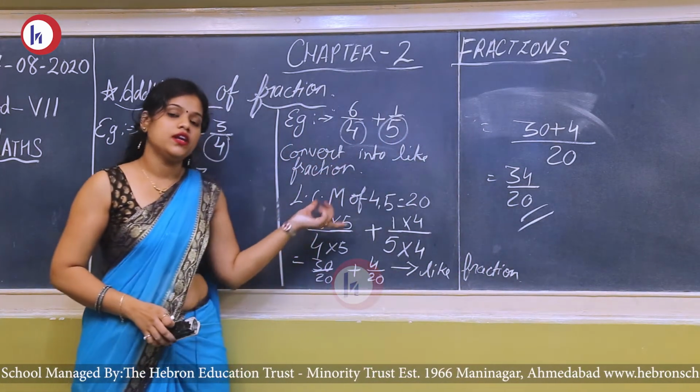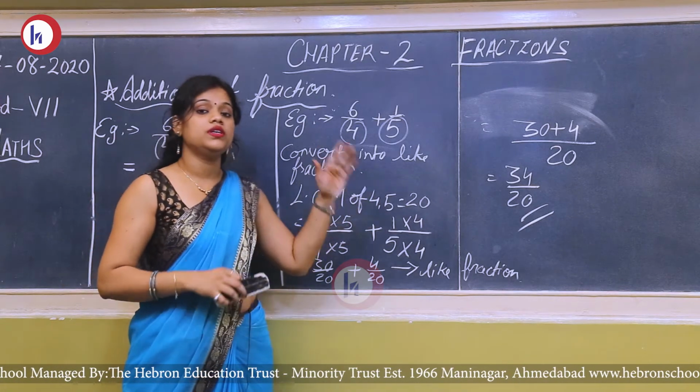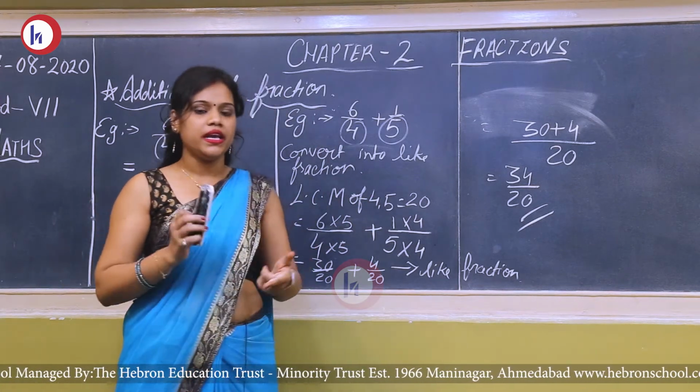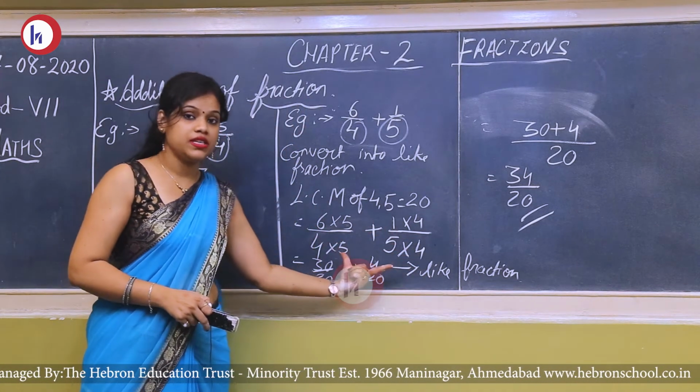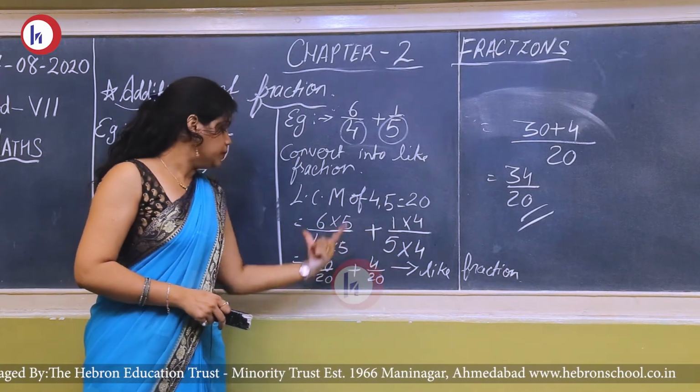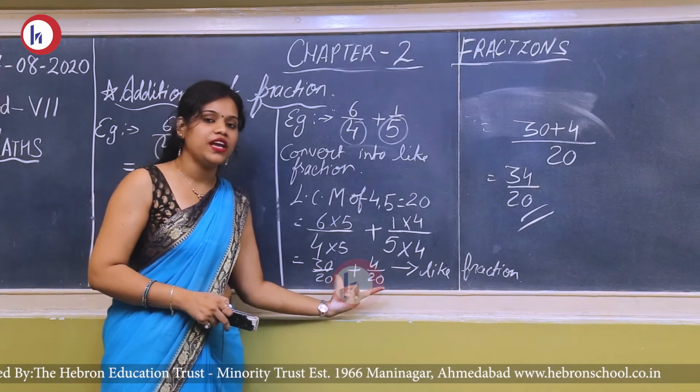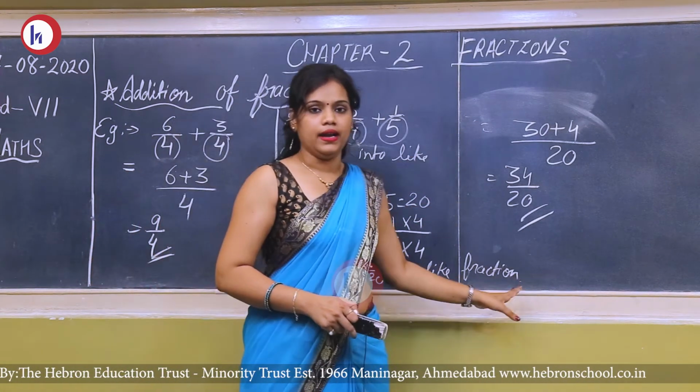Okay. So wherever unlike fractions are there, you have to convert them into like fractions by taking the LCM of the denominators and then making both the fractions equal in the denominator. And then when it is converted into like fractions, you can add like this.